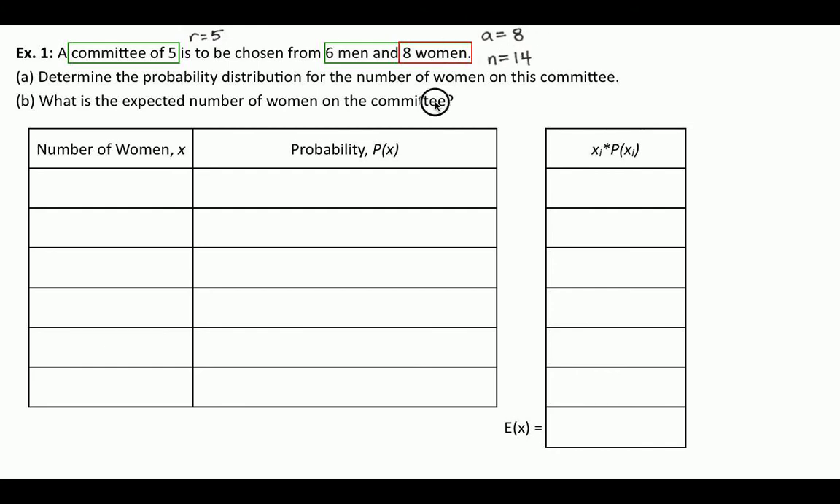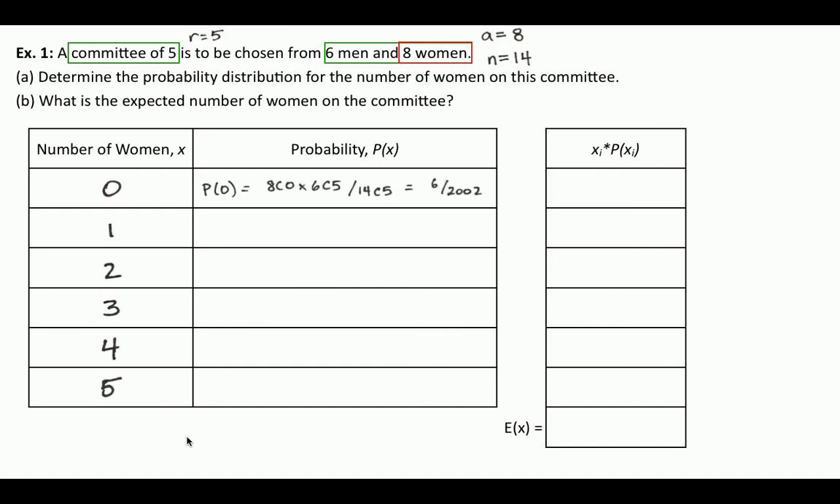And then, of course, our X value could be 0 women on the committee, 1 woman, 2, 3, 4, or 5. Notice we don't do 6, 7, or 8, because then the committee would be too big. The committee is only 5. So we can go from 0 to R. We don't go from 0 to A on this necessarily. Sometimes you will, but there you go.